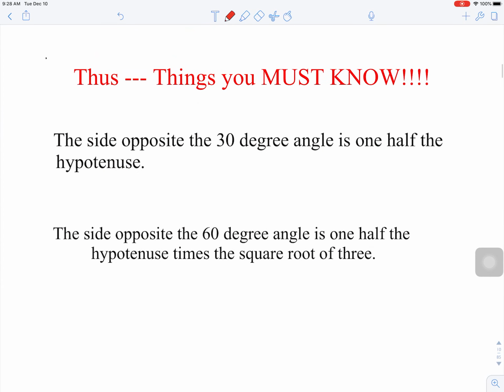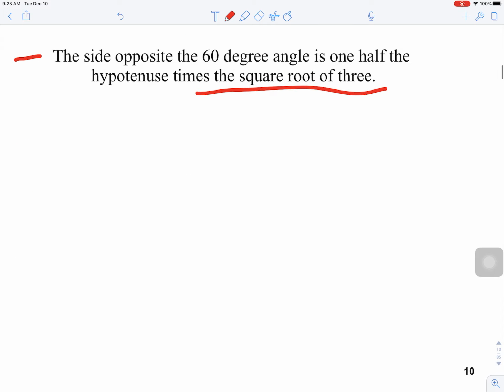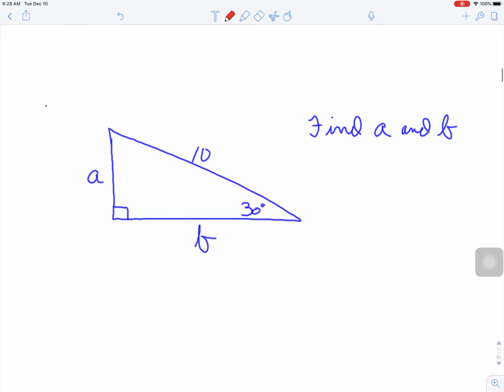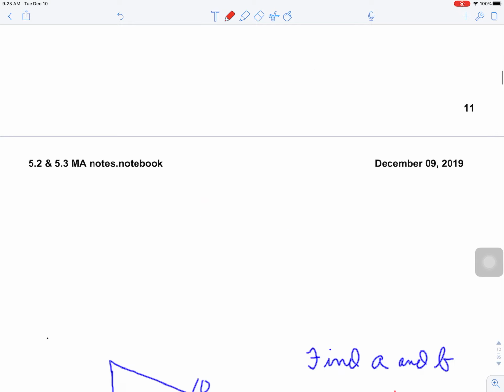So know this sentence. The side opposite the 30 degree angle is half the hypotenuse, and the side across from the 60 degree angle is half the hypotenuse times the square root of 3. So what that gets us is certain relationships in right triangles. Specifically though, this only applies to a 30, 60, 90. So if you got 30 degrees here, and that's 90, then that's got to be 60. And so the side across from the 30 is going to be half the hypotenuse. And the side across from the 60 is going to be half the hypotenuse times the square root of 3.